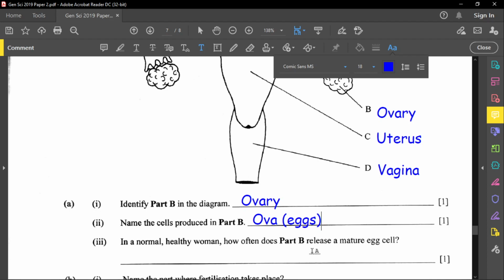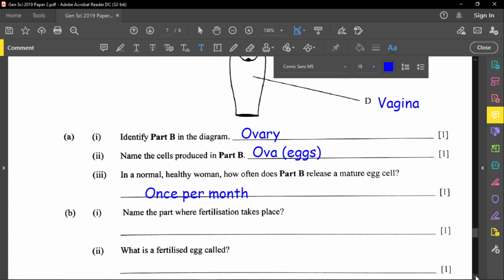Part 3 is said, in a normal healthy woman, how often does part B release a mature egg cell? And so how often an egg is released from the ovary? It is once per month. So once per month. Okay, great.